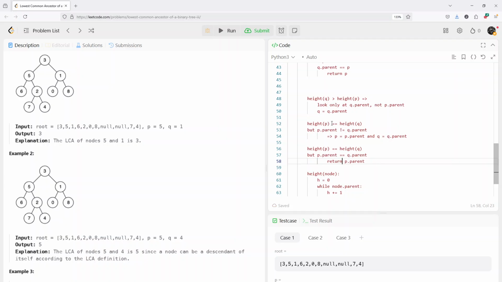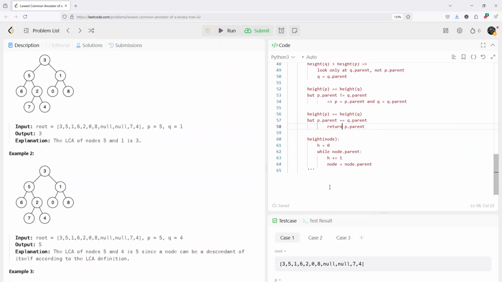So basically the conditions are: if one has a height greater than the other, then you increment the lower one's parent. If they're the same height, but their parents are not the same, then you increment both of them, so you go up to their parents. If they're the same height and their parents are the same, then you just return the parent. So looks like we have our algorithm.